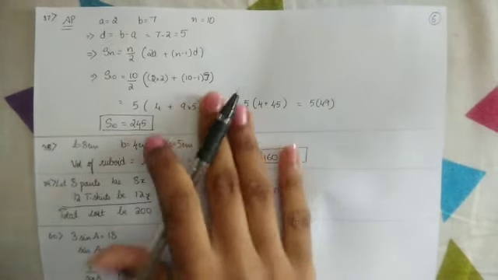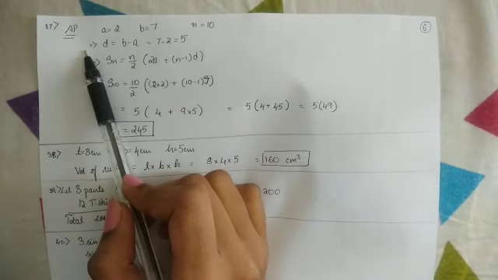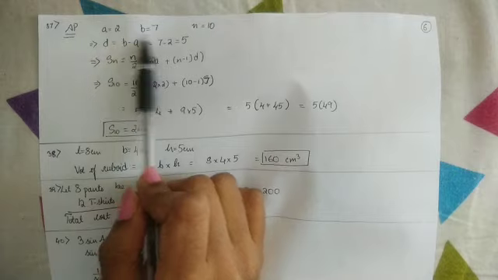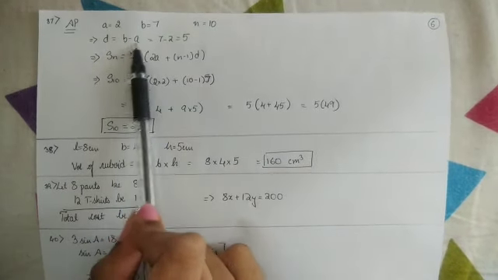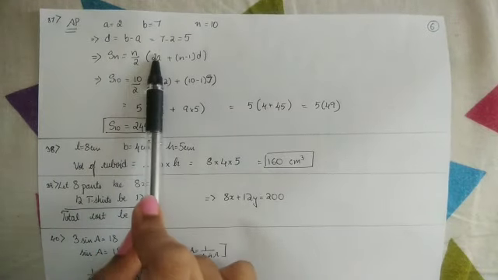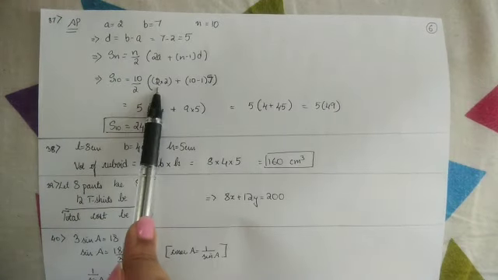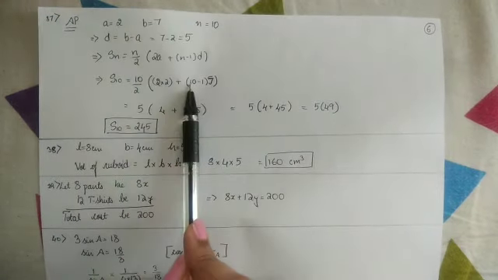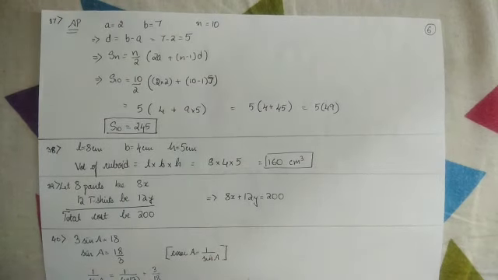Next, 37th question. Consider the arithmetic progression according to the question paper. So a is equal to 2, b equal to 7 and n equal to 10. So now d is b minus a, that is 7 minus 2 is 5. Now Sn is n by 2 into (2a plus (n minus 1) into d). That is nothing but 10 by 2 into (2 into 2 plus (10 minus 1) into 5). So on solving you get it as 245.